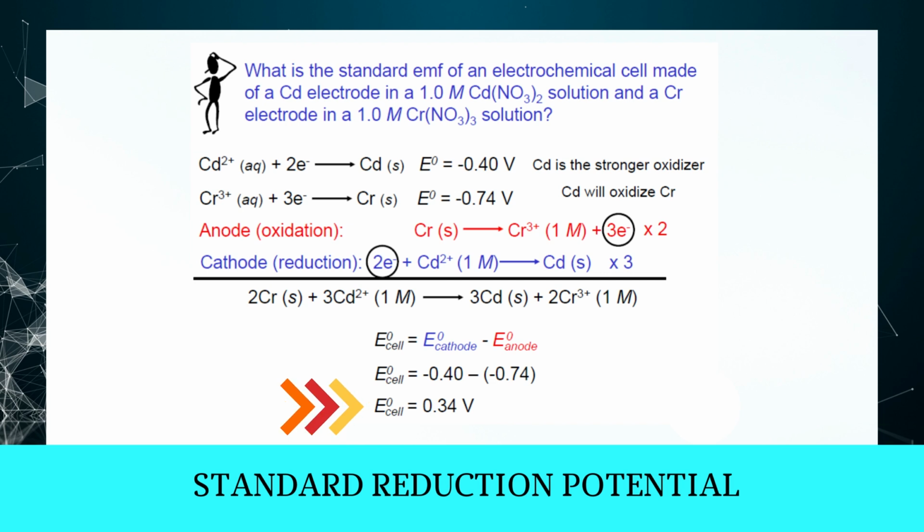So you can calculate using E cathode minus E anode, and you get a positive value. The redox reaction is spontaneous when the standard cell potential is a positive value. Now E naught cell is positive, so the redox reaction is spontaneous. But if you calculate and get a negative value, that means the redox reaction is non-spontaneous.